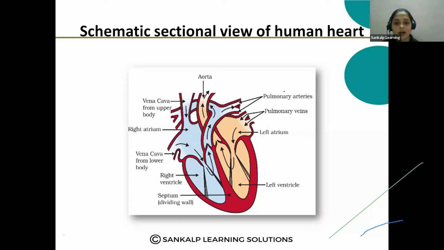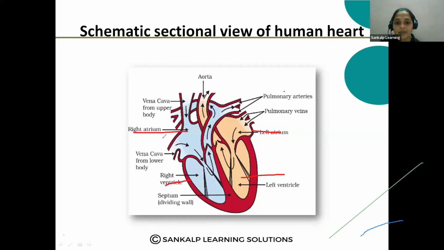So here, the human heart contains four chambers. Which are the four chambers? The human heart contains the left atrium, left ventricle, right atrium, and the right ventricle. So these are the four chambers.